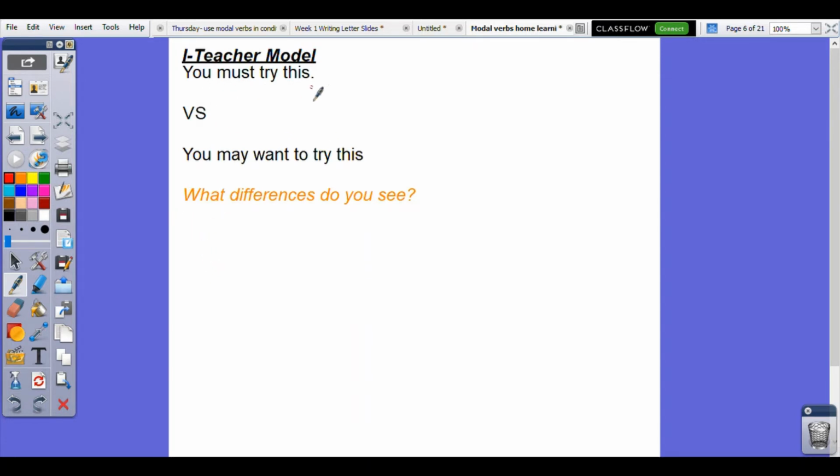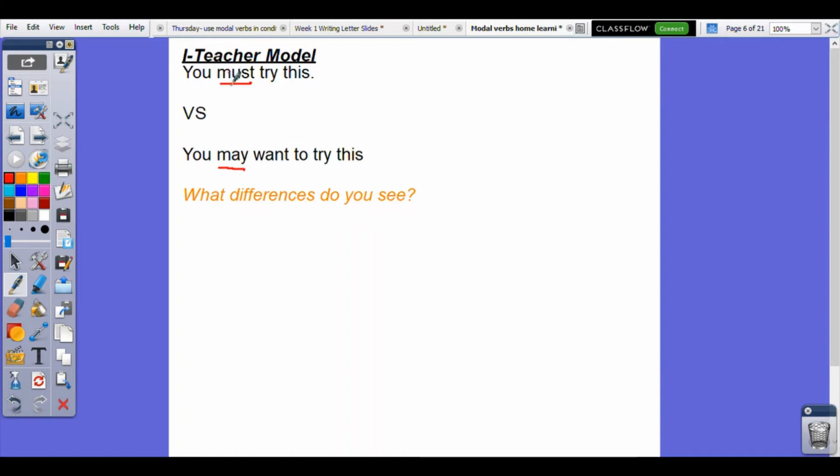So I've got two sentences here. You must try this versus you may want to try this. What differences can you see? Well, I see that they are both using modal verbs. So this one has must and this one has may. Now I know that must is a higher modal verb, a higher modality. So you must try this is definitely much bossier, and it's more commanding and it's more forceful than the second one. You may want to try this.